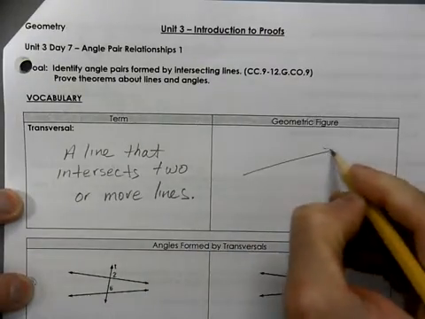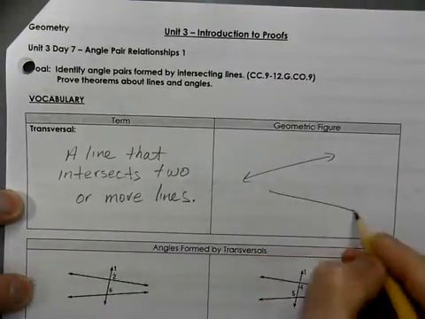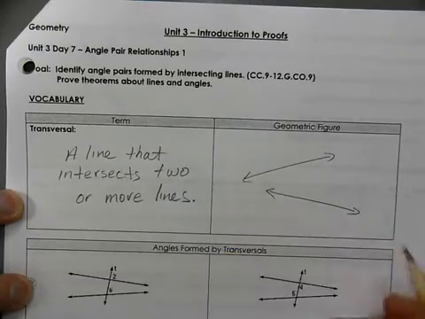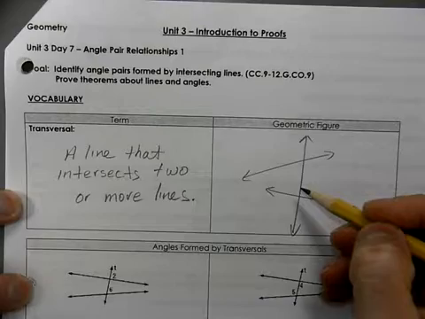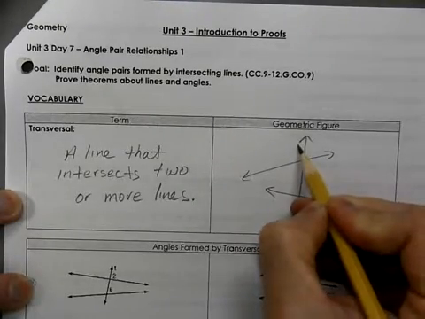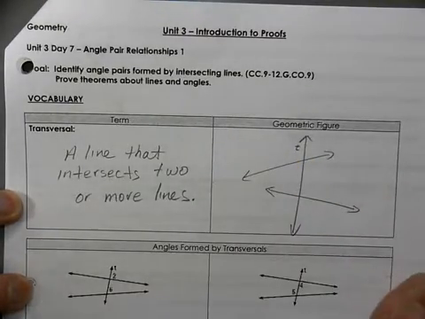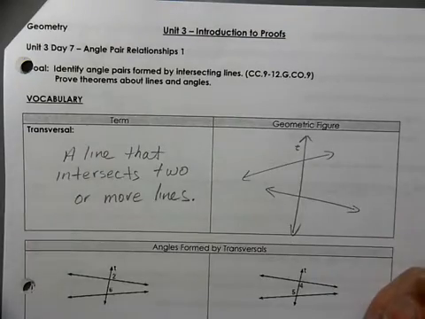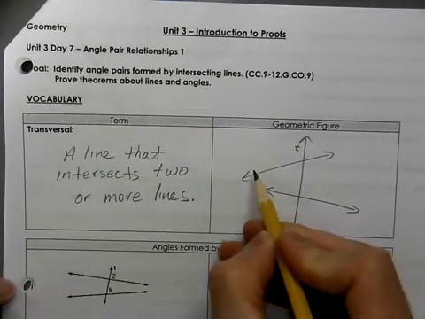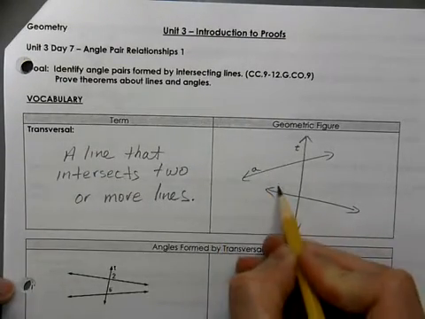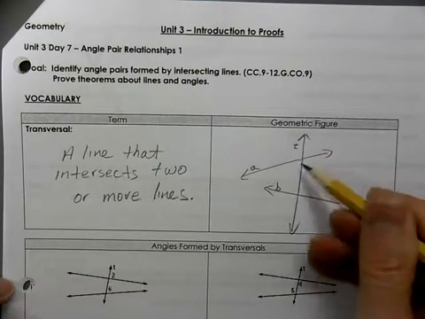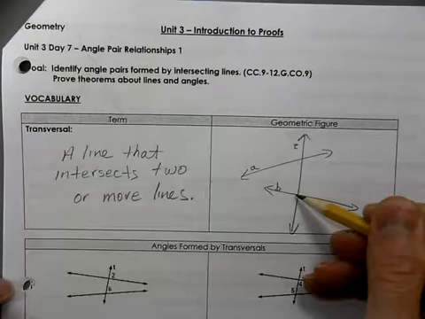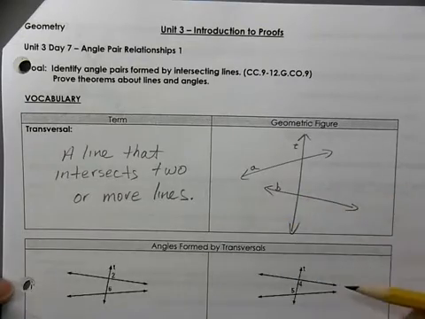So if you have a line and you have another line, this here would be called your transversal. We could label the transversal T. A lot of times it's called line T. You could have two other lines that the transversal goes through. Transversal intersects two lines or even more.